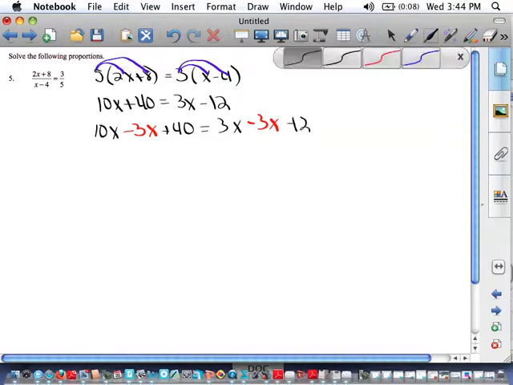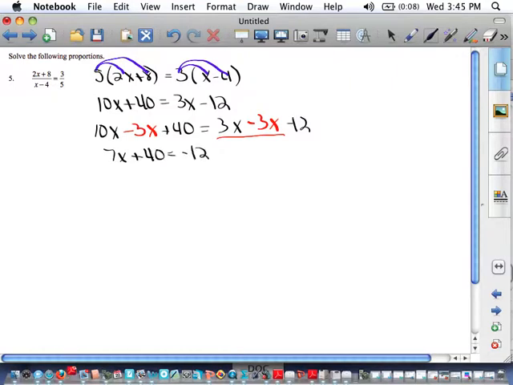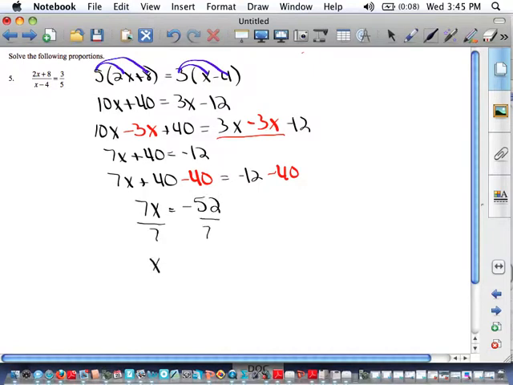When you do that, if you look at these two, they cancel. So I have 7x plus 40 equals negative 12. Subtract the 40 from both sides, and you will get that 7x is equal to negative 52. Divide both sides by 7, so x is equal to negative 52 sevenths.